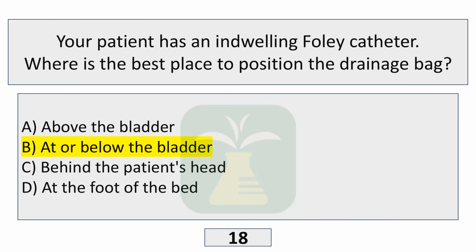Correct answer, B. At or below the bladder. The Foley drainage bag should always be positioned at or below the level of the bladder so that the urine does not flow back toward the bladder. Remember, the Foley drainage system uses gravity. Backflow of urine to the bladder can cause a bladder infection.